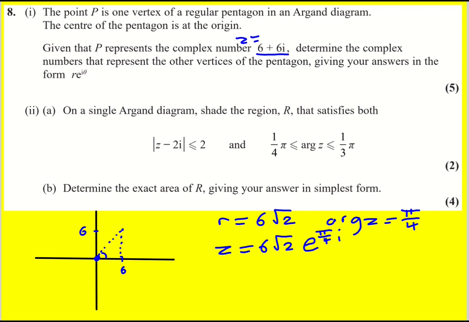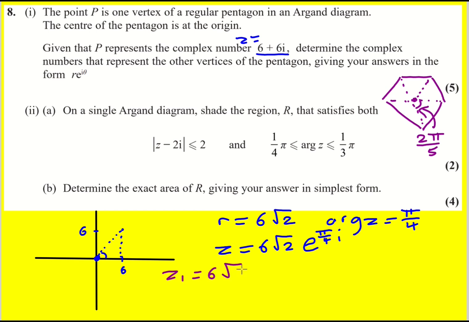Now let's think about the other ones. They're all going to have the same modulus of 6 root 2. And there's one other thing to think about. Let's just sketch out a regular pentagon. We don't know exactly what it's going to look like. But if you go from the center, then all of these angles are the same. In fact, they're 360 divided by 5, but in radians, 2 pi divided by 5. And that gives me my way in for the next complex number.